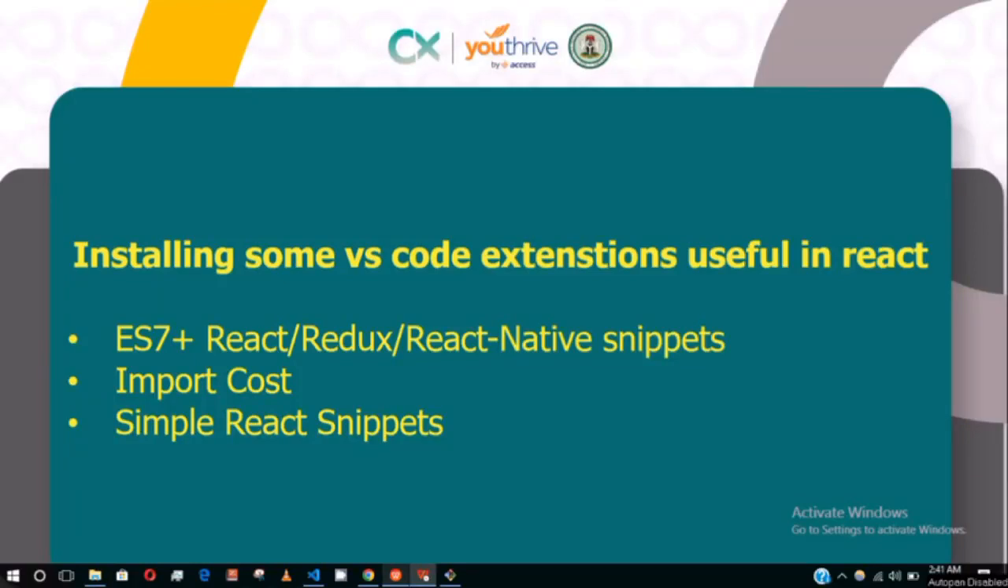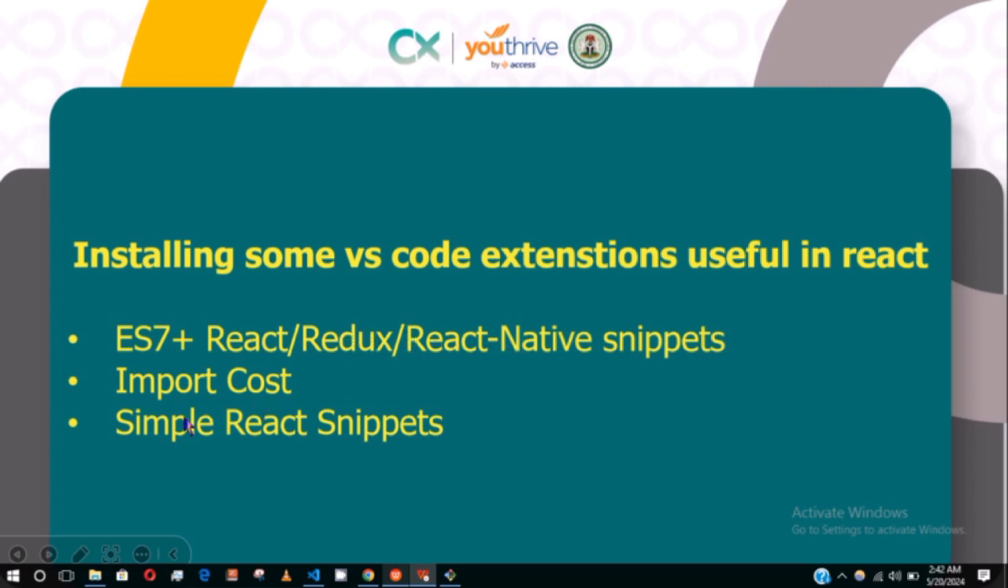So in this video we are going to learn how to install some VS Code extensions useful in React. The first one that we are going to install is ES7 plus React/Redux/React Native snippets. This means that you can use this ES7 extension in any of these different platforms, either in React, Redux, or React Native.